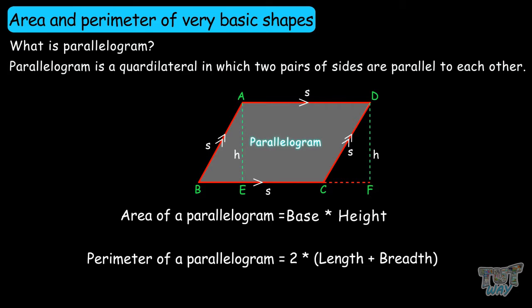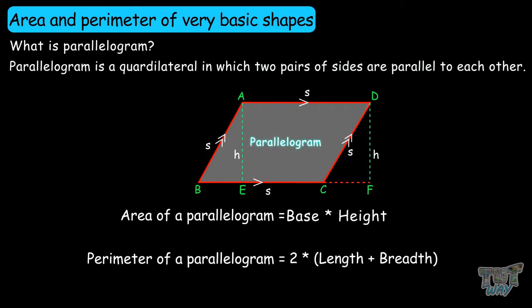We can also draw a perpendicular from vertex D to a line which is extended from BC, and you will get the height of the parallelogram. So draw the height of the parallelogram, find the length of the height of the parallelogram, and also measure the length of the side.